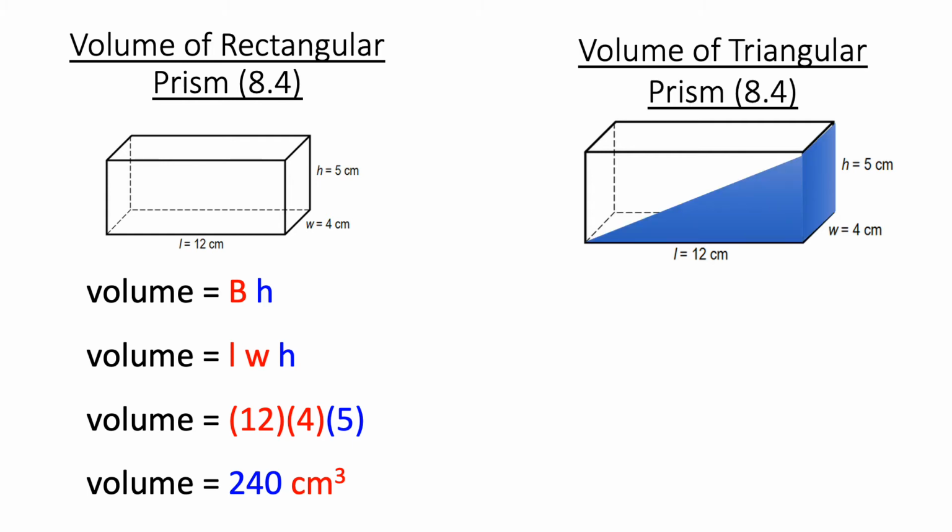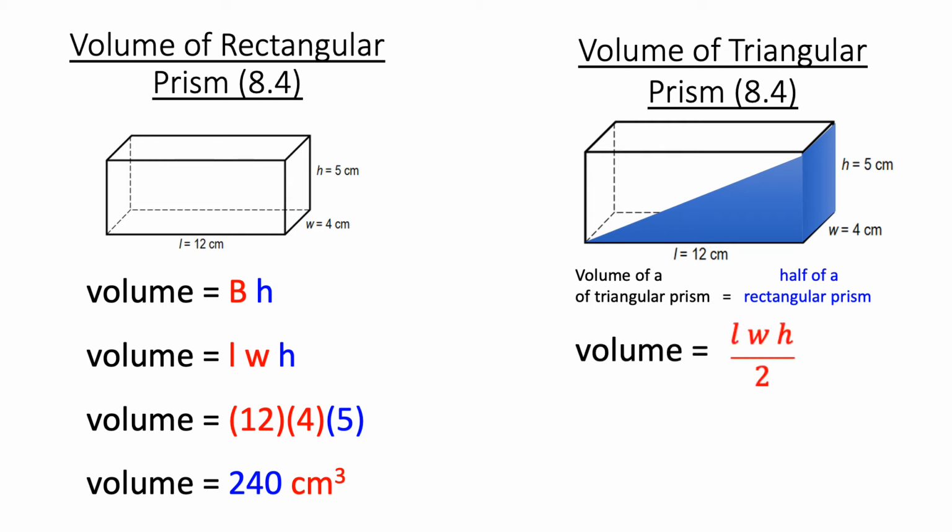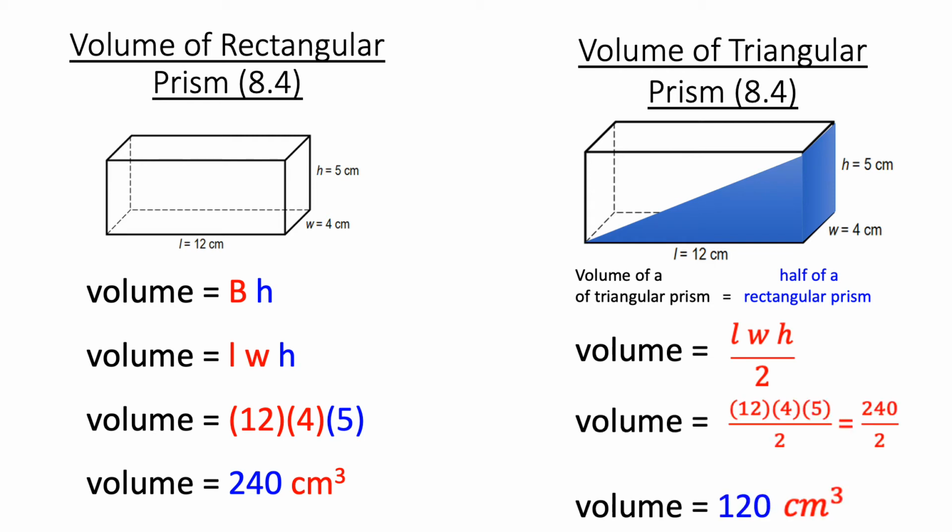Next, in Lesson 4, we also learned about the volume of triangular prisms. Notice that a triangular prism is half of a rectangular prism. The volume of a triangular prism is equal to half of the volume of a rectangular prism. So the formula would be length times width times height divided by 2. Again, we substitute and solve to get 120 centimeters cubed.